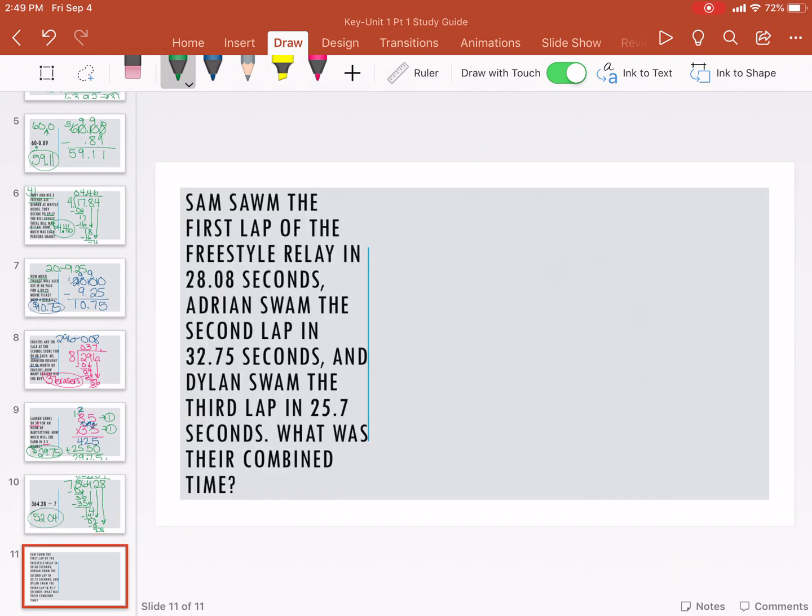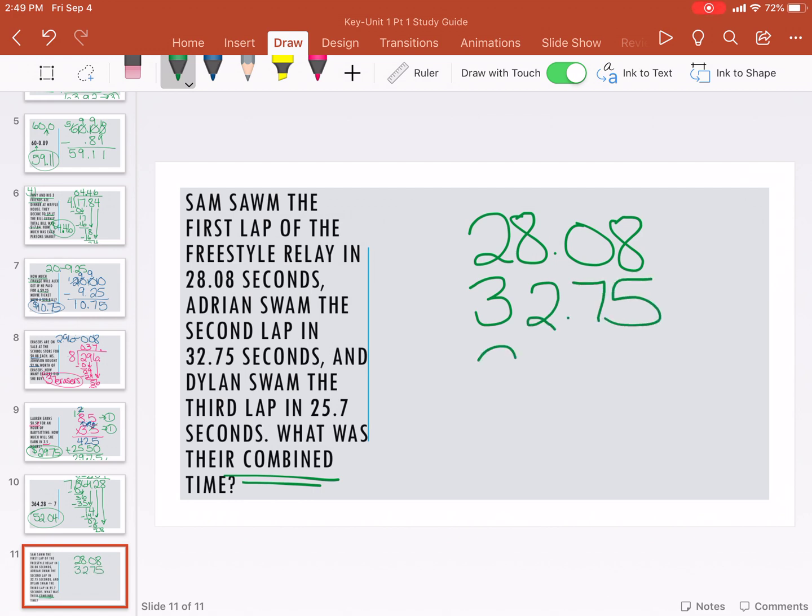Okay. Sam swam the first lap of the freestyle relay in 28.8 seconds. Adrian swam the second in 32.75 seconds. Dylan swam the third lap in 25.7. What was their combined total? So that's addition. 32.75, 25.7.